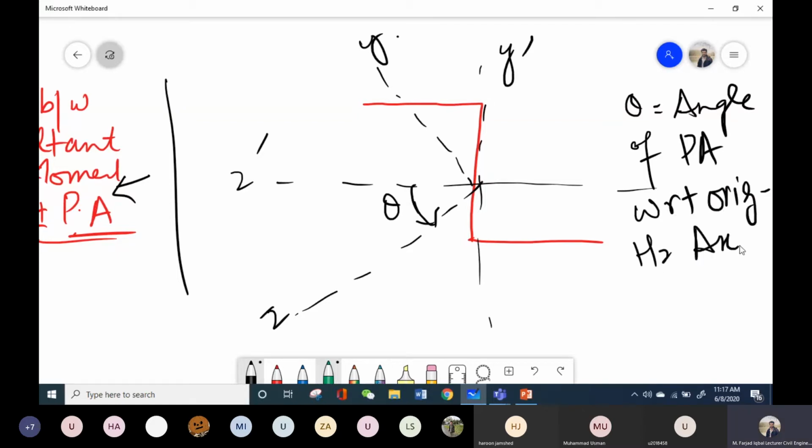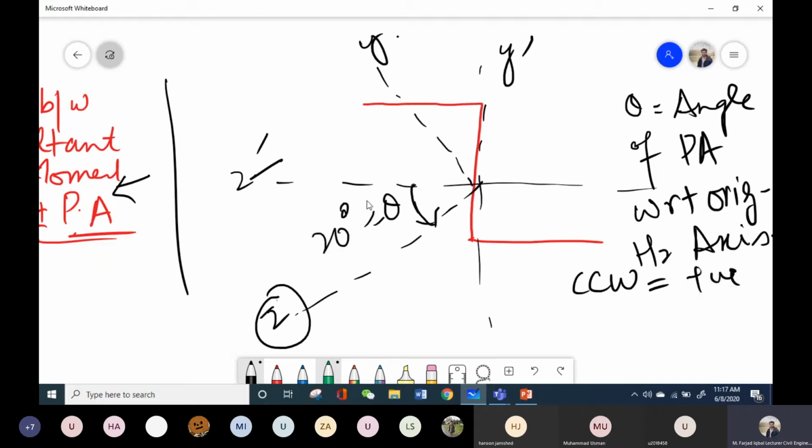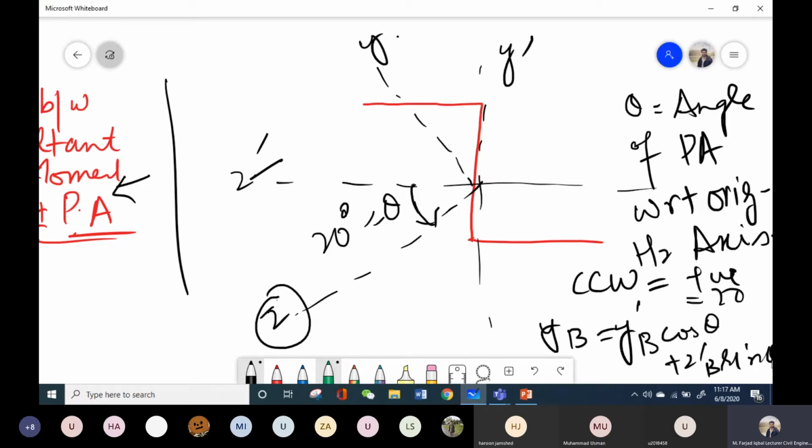Now in this case, the orientation of the principal axis, that is the Z axis, with respect to the original horizontal axis is counterclockwise. Whenever it is counterclockwise, I have to substitute the angle as positive. If this angle is 20 degrees, I substitute positive 20 in the calculation of YB, that is Y dash B dash cos theta or Z dash B dash sine theta. So this angle theta will be positive.